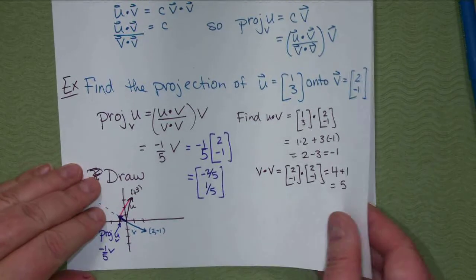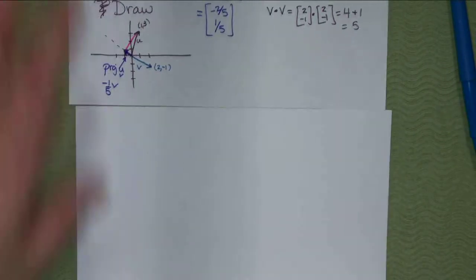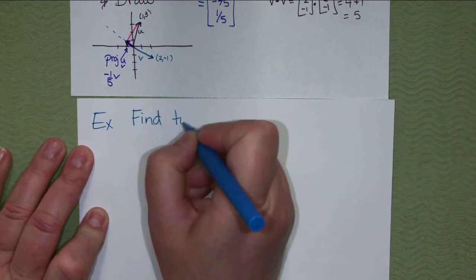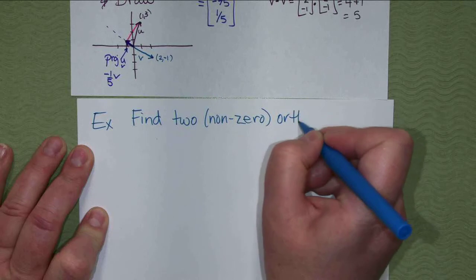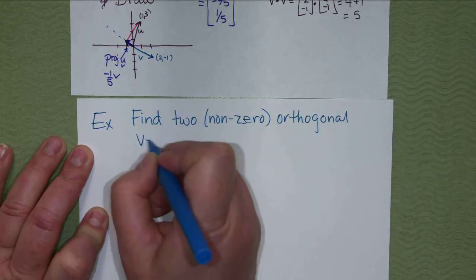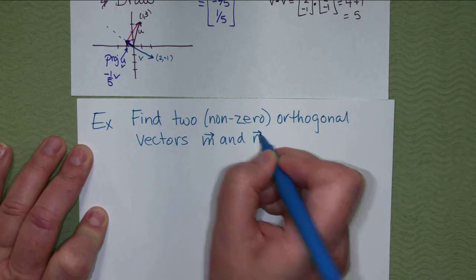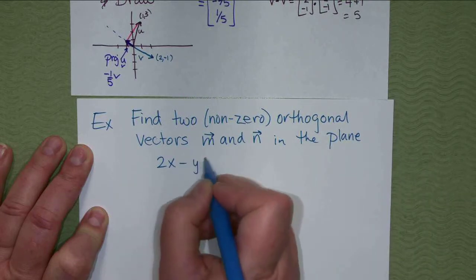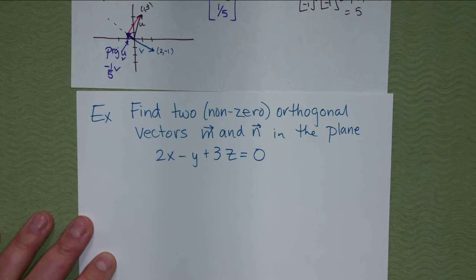So there's 3 types of questions we'll do. The first one: find 2 orthogonal vectors m and n in the plane 2x minus y plus 3z equals 0.